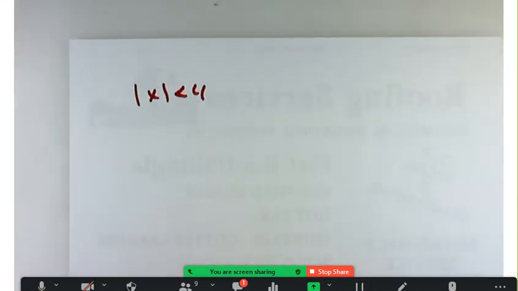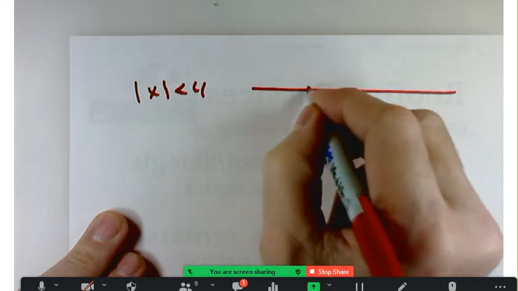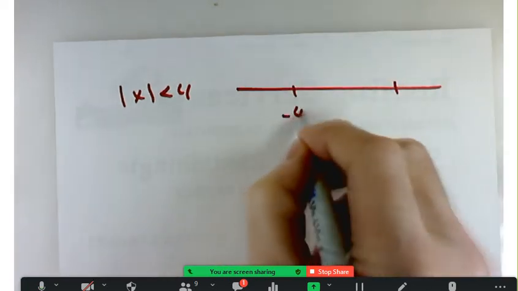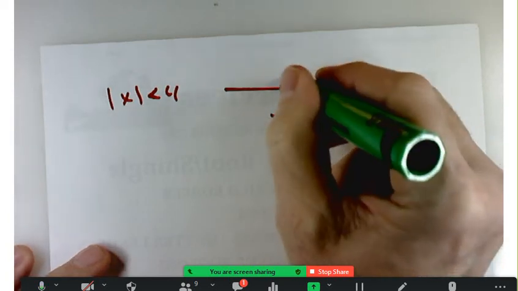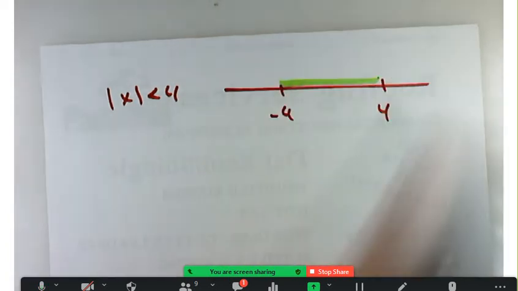And also what I have graphed is the solution to that. And the solution to that is this. Everything between -4 and 4. That's the solution to my inequality.